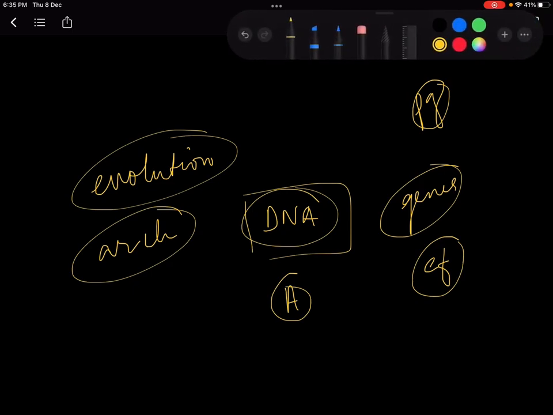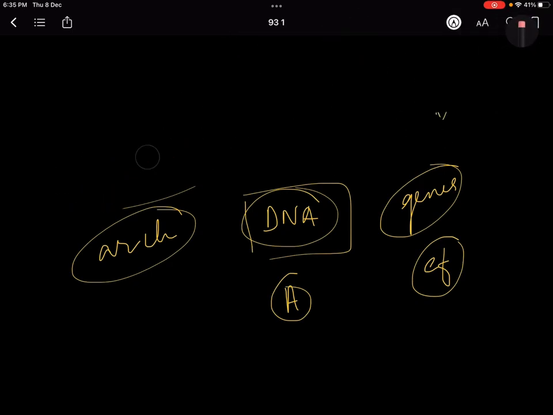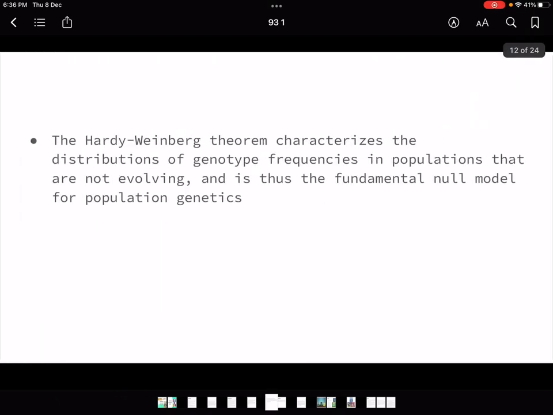Now Hardy-Weinberg law, we have talked about why it came. They gave a mathematical formula, and they tried to explain why, if Mendel's laws were at play, the population of the dominant trait should have increased over a period of time, but that did not happen. Different alleles were maintaining themselves in the population. So that is why Hardy-Weinberg law came.